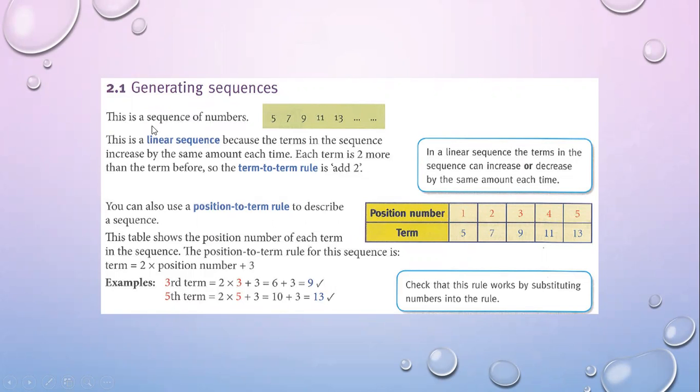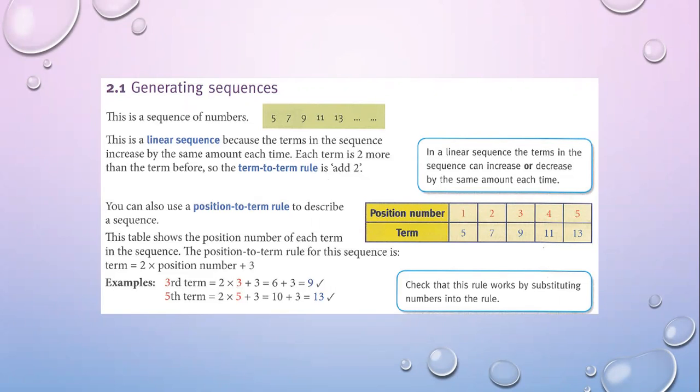Now, this is a sequence of numbers: 5, 7, 9, 11, and 13. After adding 2, it moves to the next step: 5 plus 2 is 7, 7 plus 2 is 9, 9 plus 2 is 11, 11 plus 2 is 13. It keeps moving like that. So this is a linear sequence, because the terms in the sequence increase by the same amount each time. Each term is 2 more than the term before, so the term-to-term rule is add 2. Here it's called a linear sequence.